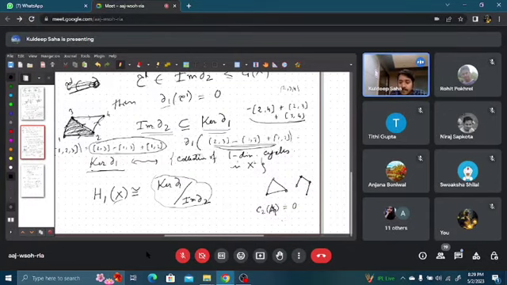Because C2 has generators only two-dimensional simplices, but there were no two-dimensional simplices. So C2 is 0, and also C2 of B was 0. Therefore, the image of del 2 was already 0. So in our previous case, H1 of X was the same as the kernel of delta 1. We had nothing to kill.